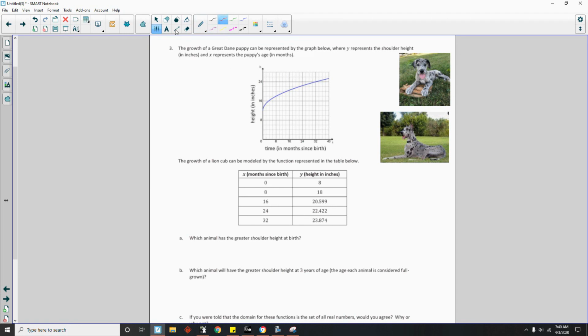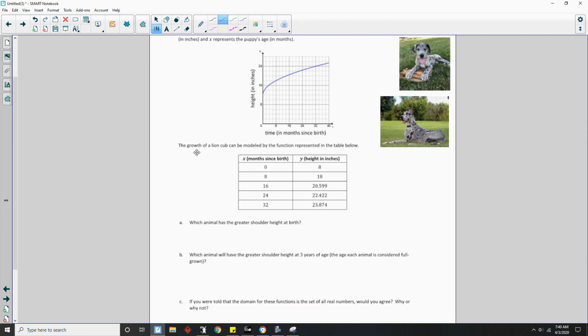the growth in inches. Okay, so the time in months since birth, 0 to 40 months, 3 years, 6 months, and height in inches. The shoulder height started out around 12 inches, a foot. So this little guy is about a foot tall at the shoulder. Okay, at birth, I guess, 0. The growth of a lion cub can be modeled by the function represented in this table below. 0 months, 8 inches, and so forth.